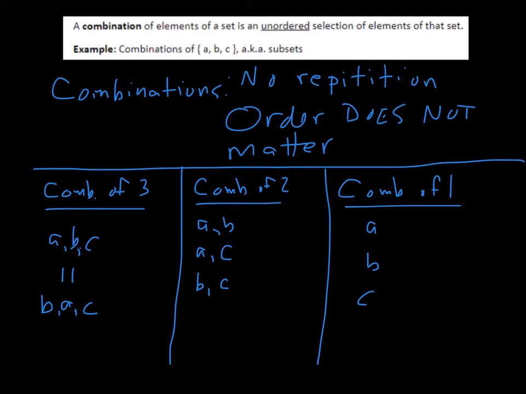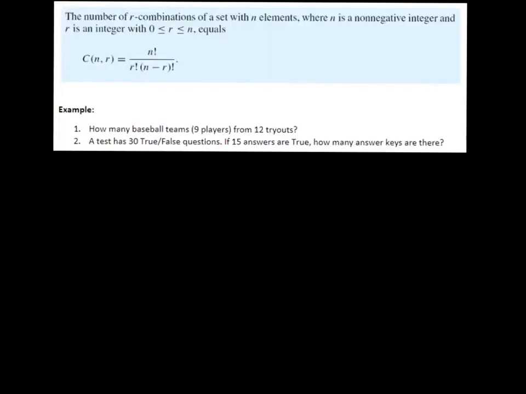Okay, as a matter of fact, the most interesting and most real-world problems involve having larger numbers of things to choose from and only choosing a few of them at a time. And when that happens, we need the following formula. So the combination of a set with n elements, where n is a non-negative integer and r is a number between 0 and n inclusive. Okay, this is combinations of n objects chosen r at a time.